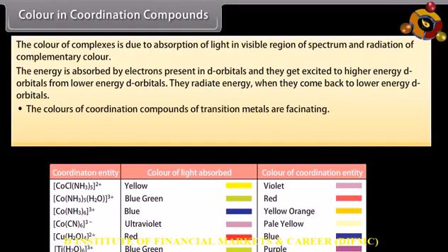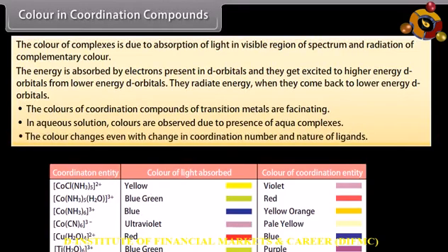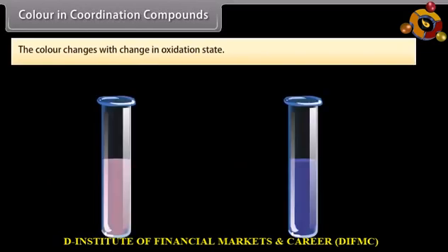The colors of coordination compounds of transition metals are fascinating. In aqueous solution, colors are observed due to the presence of aqua complexes. The color changes even with change in coordination number and nature of ligands. The color changes with change in oxidation state.